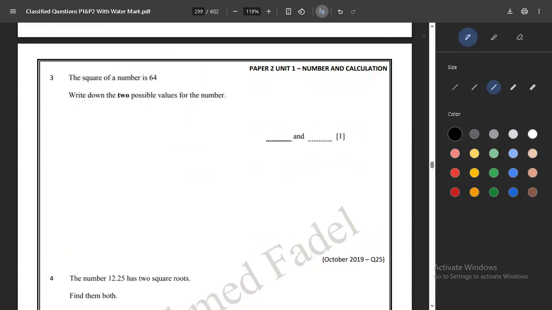Write down two possible values for the number when the square of a number is 64. The square of 8 is 64. Yes, Mr. But they want here two possible values. So it is positive 8 or negative 8. Both of them, because if you remember, we said square root of 64 is positive or negative 8. So it's positive 8 or negative 8.